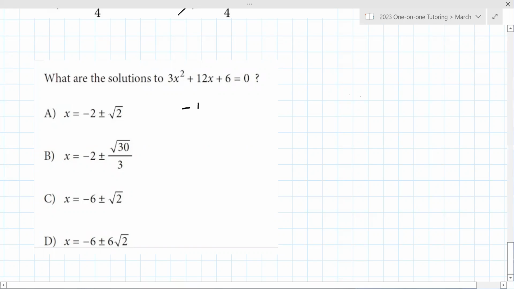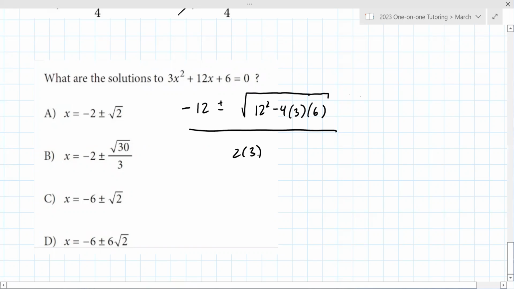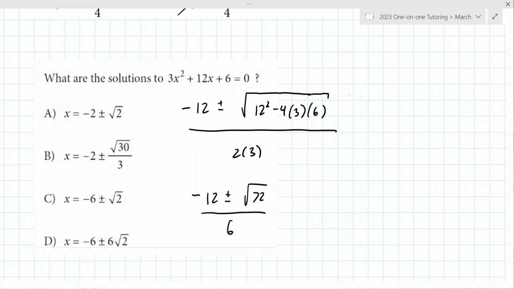The quadratic formula is minus 12 plus or minus the square root of 12 squared minus 4 times 3 times 6. Did you get this far? Okay. 12 squared is 144. 4 times 3 times 6 is 72. So maybe you got to here: minus 12 plus or minus the square root of 72 over 6. That's where I think I had the miscalculation.